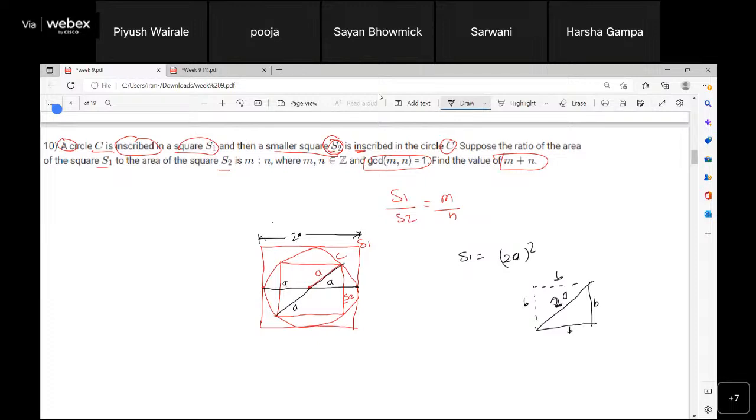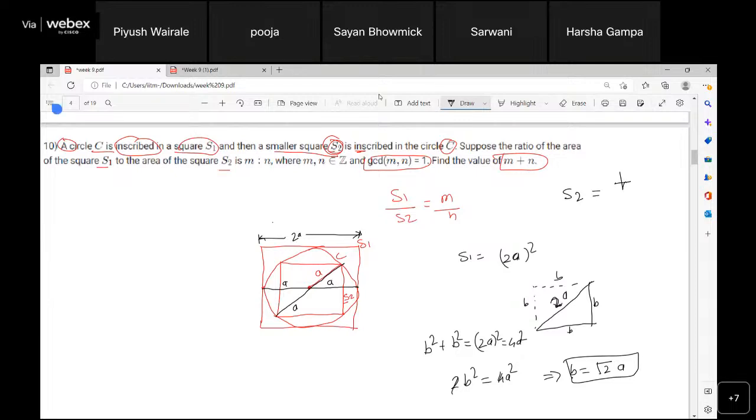In terms of A? Yes, anyone? Pythagoras theorem, right? So B square plus B square equals hypotenuse square, that is 2A square, so basically 4A square. So twice B square equals 4A square. The 2 gets cancelled, so I get B equals root 2 times A. This is the side length of this particular square.